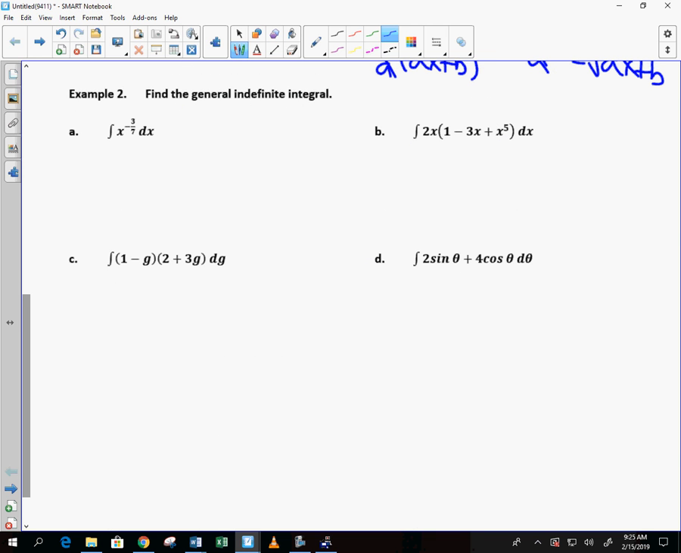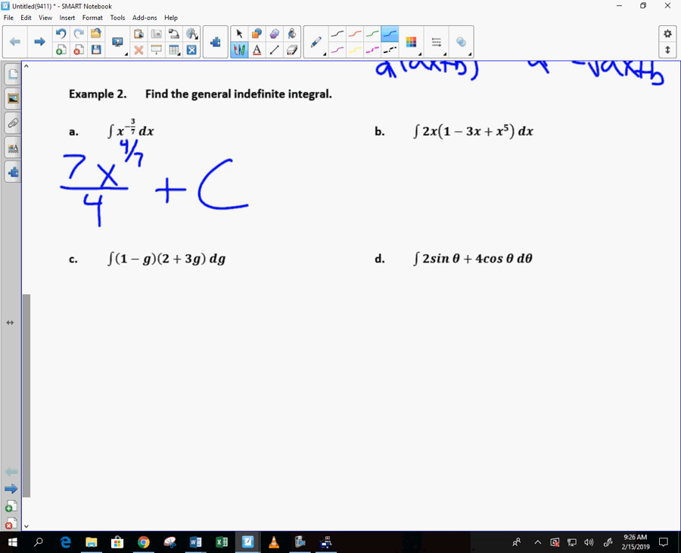So, let's find the general indefinite integral now. Notice that the integrals don't have any bounds. So what would you do to find the antiderivative of x to the negative 3/7? Add 1, you get x to the 4/7 divided by 4/7. And dividing by 4/7 is the same as multiplying by 7/4. Plus c.